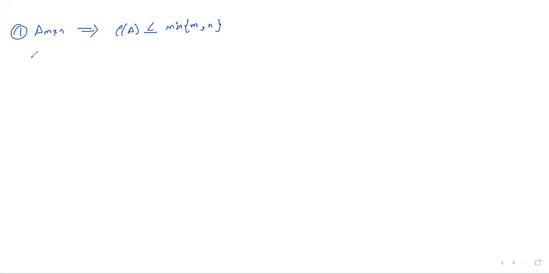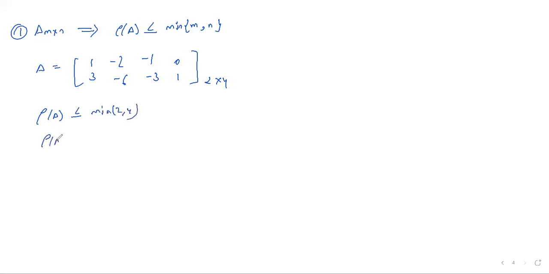Okay, so let's consider the matrix A like 1 3 minus 2 minus 6 minus 1 minus 3 0 1. This is my matrix A. By this property, this is a matrix of 2 cross 4. There are 2 rows and 4 columns, so the rank of A has to be at most the minimum of 2 comma 4. So we got that the rank of A is less than or equal to 2.